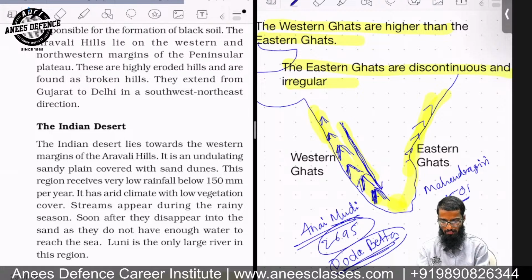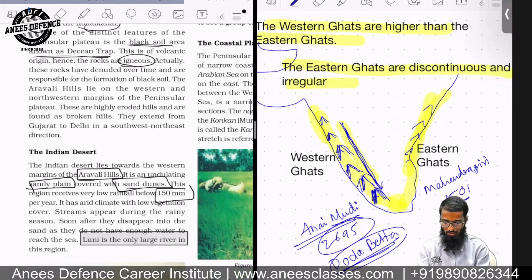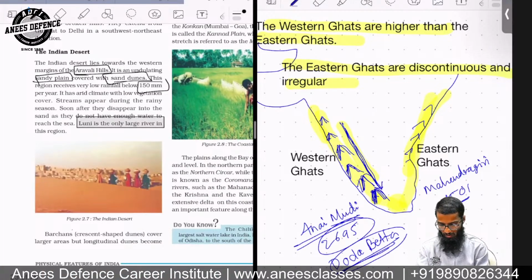Then the last one, and we will end it here, is the Indian desert. The Indian desert lies toward the western margin of the Aravallis. It is an undulating sandy plain with sand dunes. It has less than 150 mm rainfall per year. Luni is the only river in the Thar desert. You know about barchans, right? This type of sand dune structure is called barchan, with a 34-degree angle.